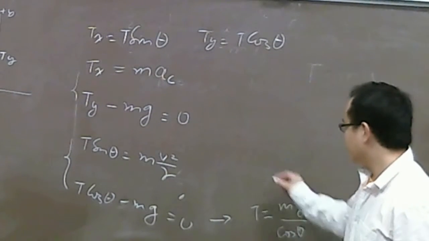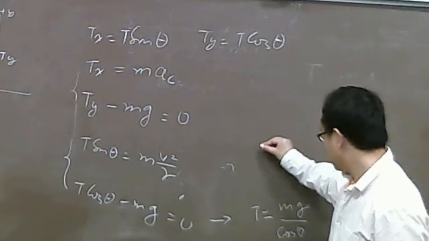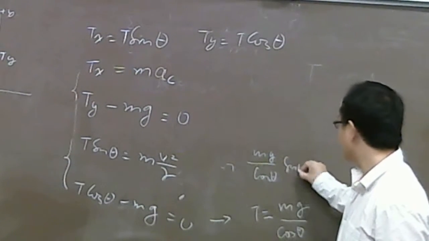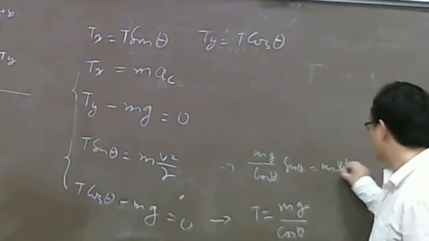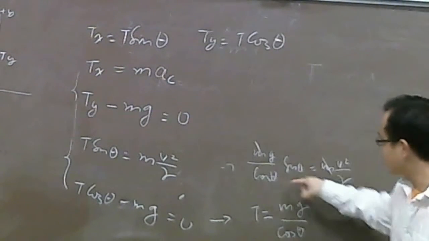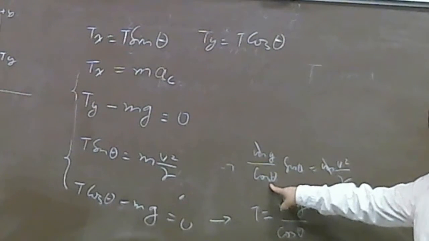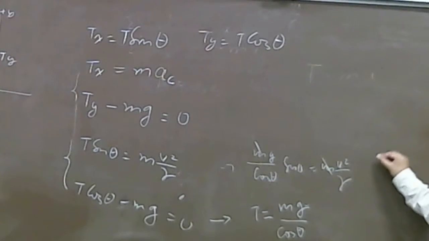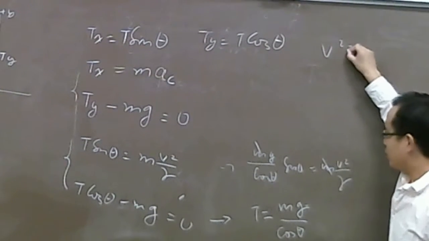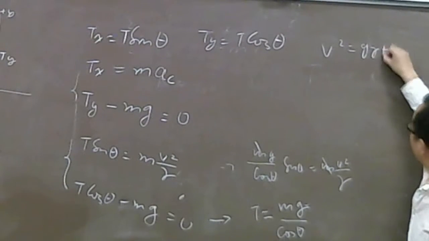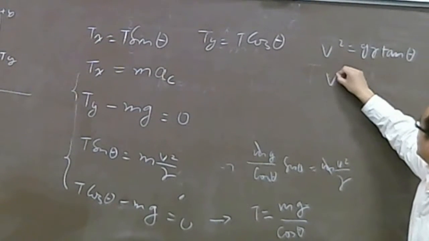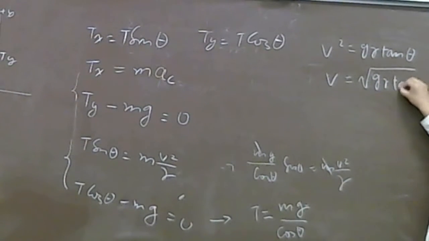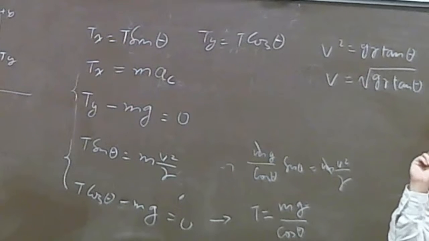So from here, if I plug it in, I get mg over cosine theta multiplied by sine theta equals mv squared over r, and m cancels. Sine theta over cosine theta will give you tangent theta. So v squared equals gr multiplied by tangent theta, and v equals the square root of gr tangent theta. Okay, so that will give you velocity v.